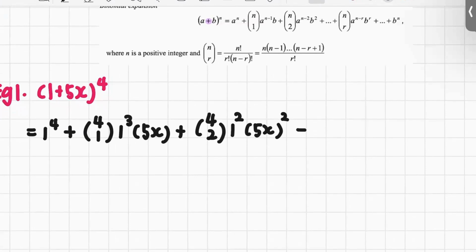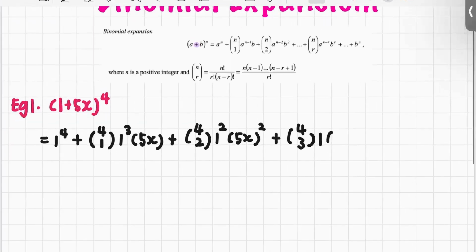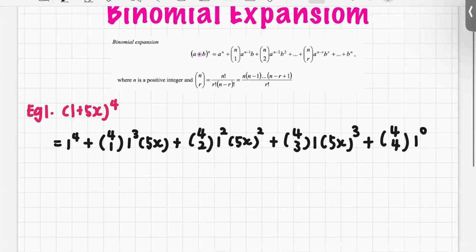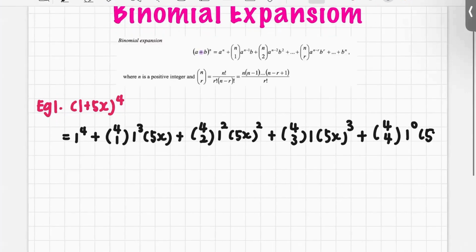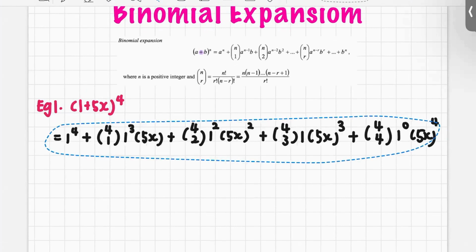Then the next one we have is 4 choose 3. This is 1 power 1. Then we have 5x power 3. So you realize the first term's power is decreasing and the second term's power is increasing. But no need to memorize, just refer. Next one, we have 4 choose 4. This one will be 1, but power 0. Then this one here will be 5x whole thing, power 4. Let me shift this whole thing a little bit.